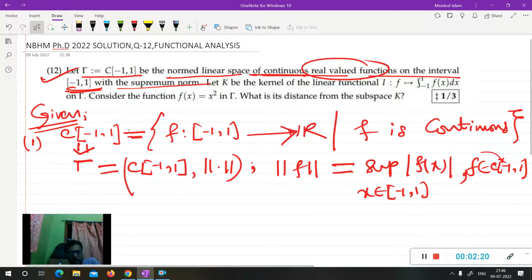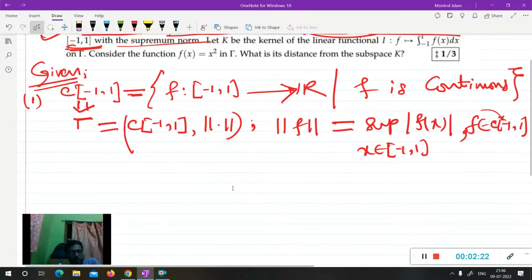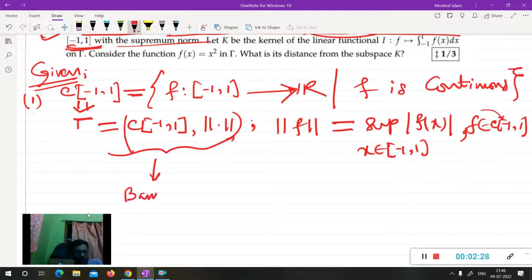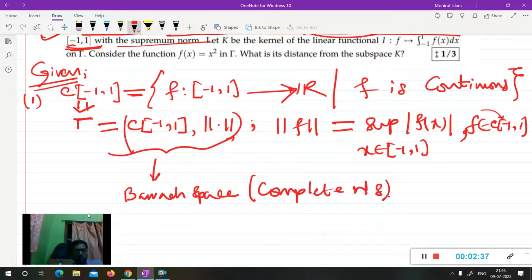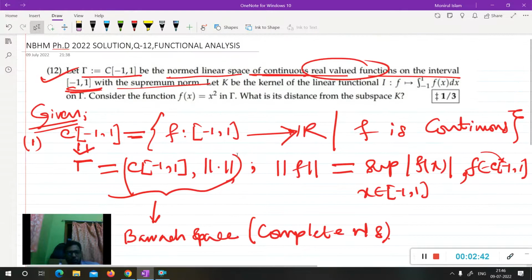We all know that C[-1,1] under the supremum norm is a Banach space. Banach space means a complete normed linear space. So this is a complete normed linear space with the supremum norm. Now, one more piece of information is given.